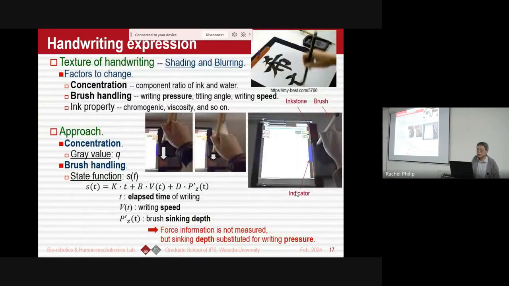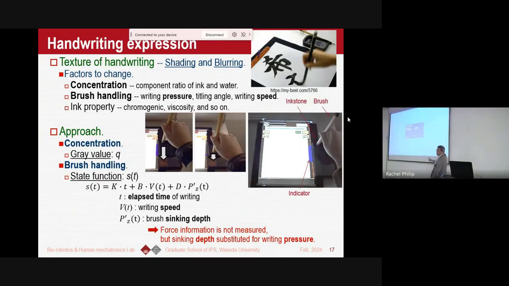Yes. So this kind of texture of handwriting includes the shading and the blurring. Shading means the dark and the light, the dense and the layer. The top right picture is the actual writing. Actual writing looks like this, and you can see some square object there. It's called the inkstone. Usually the inkstone is filled with black ink, and the brush hair is filled in this black ink, and then the writing is the usual style as shown in the top right.